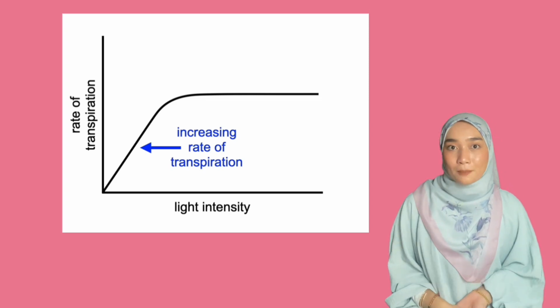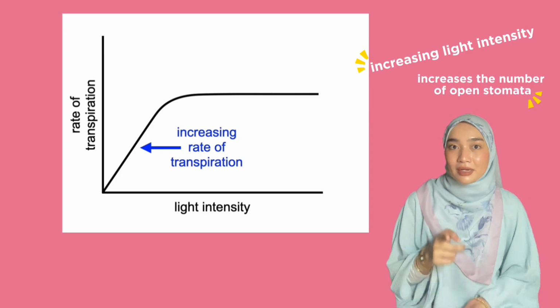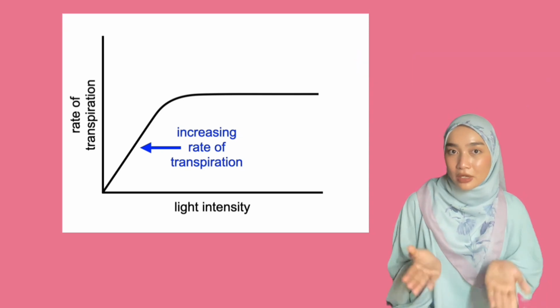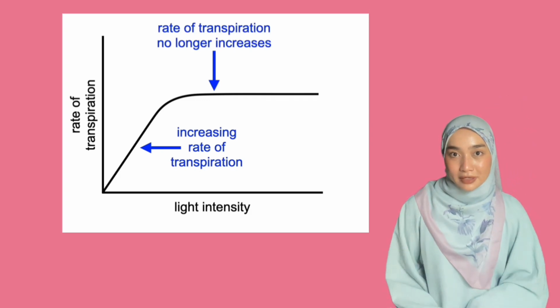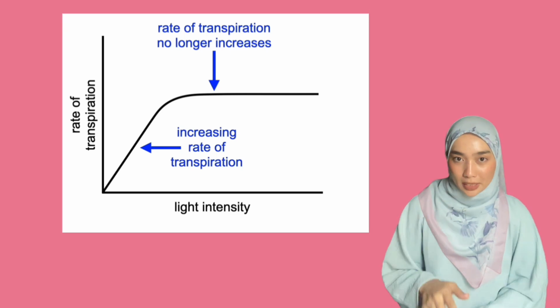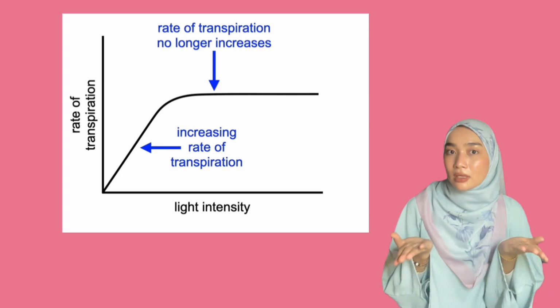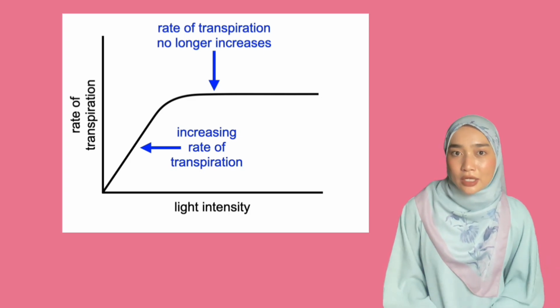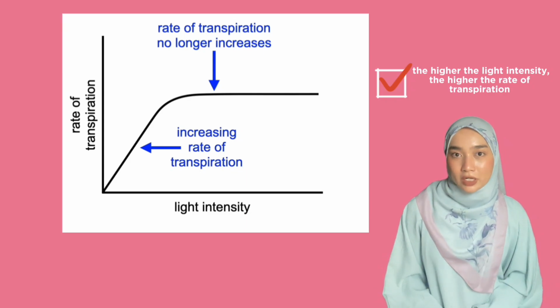This happens because increasing light intensity increases the number of open stomata, allowing for more water vapor to diffuse out of the leaf. However, at high light intensities, the rate of transpiration no longer increases. That is because at high light intensities, almost all the stomata will be open. So, the higher the light intensities, the higher the rate of evaporation. The more stomata open during photosynthesis, the more water molecules evaporate.